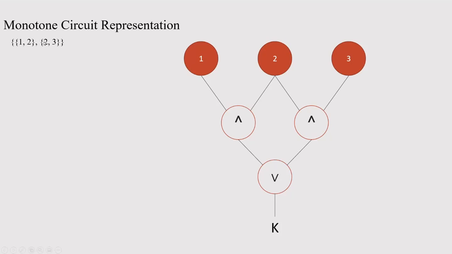We can represent secret sharing schemes as monotone circuits. So for example, with our authorized groups of 1 and 2, and 2 and 3, we can define 1 and 2 being able to come together, or 2 and 3 coming together to form the whole key.